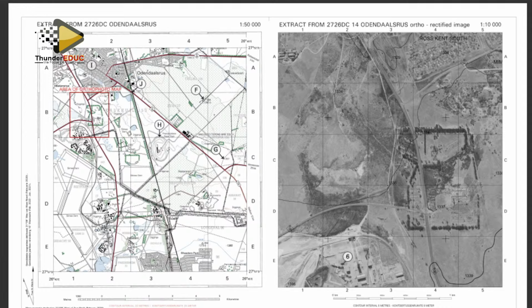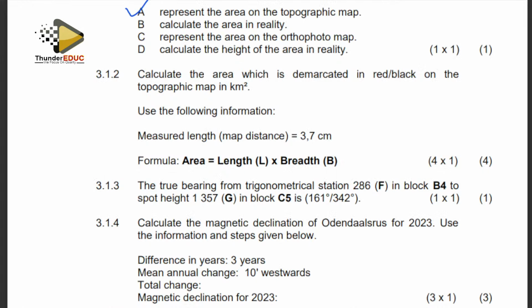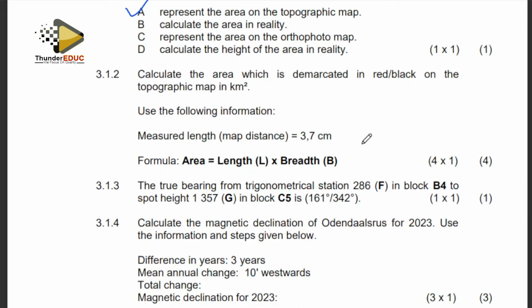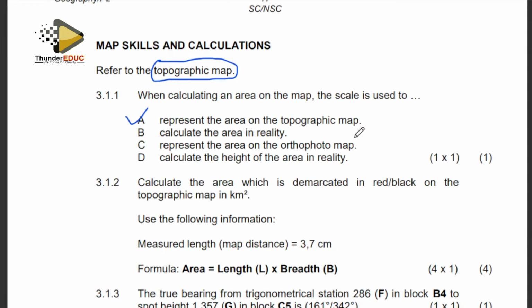Let's go back to the question quickly. The question says calculate the area demarcated in red on the topographic map in kilometers. They want the answer in kilometers. So because they want the answer in kilometers, what do we do? We quickly measure our distance, and we convert it the way they want it to be converted.